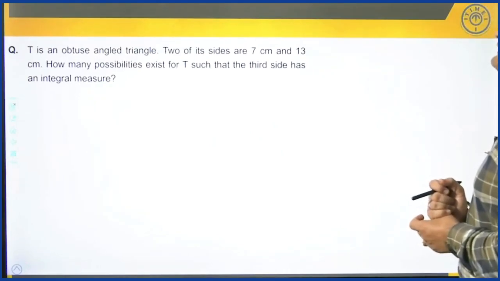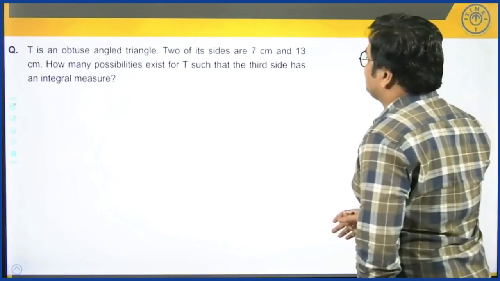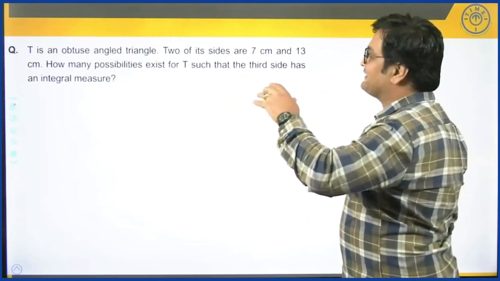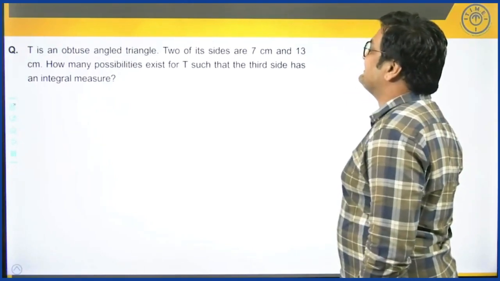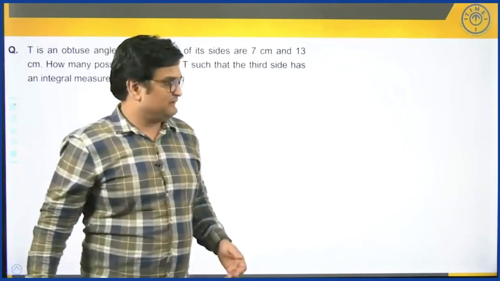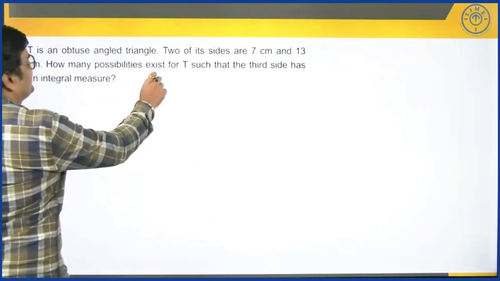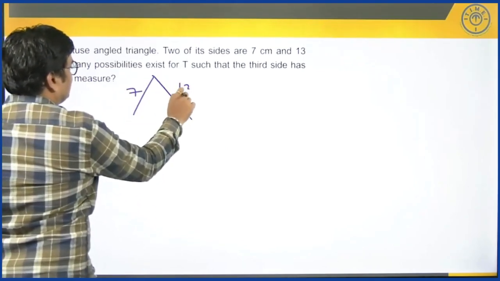The question reads, T is an obtuse angle triangle. 2 of its sides are 7 and 13. How many possibilities exist for T such that the third side has integral measure? So what would this mean? 2 of the sides are like this. Say this is 7, this is 13, say this is A.